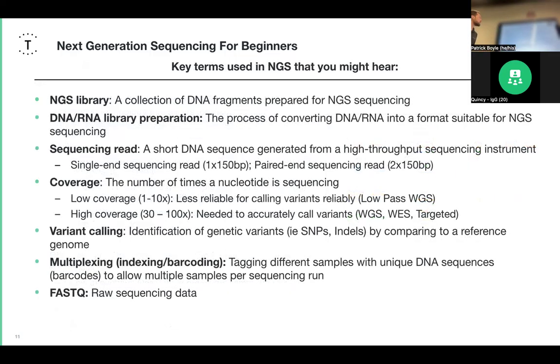Just some key terms for people to understand. So NGS library, it's a collection of DNA fragments prepared for NGS sequencing. Anytime you start talking about libraries, we talk about two different types of libraries at Twist. Does anyone know the other one? Yeah, so they have variant libraries, right? That's a little bit different than what we do. We have next gen sequencing.